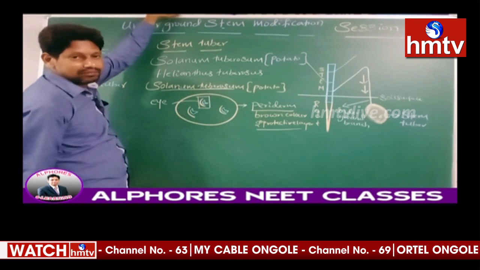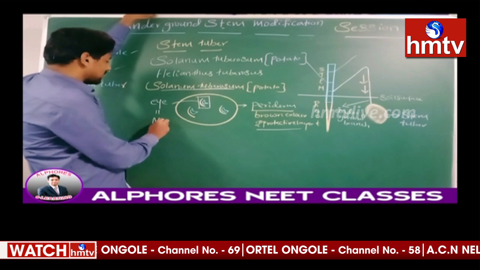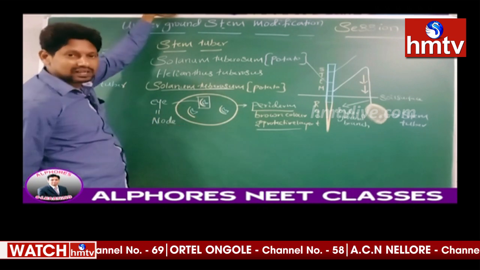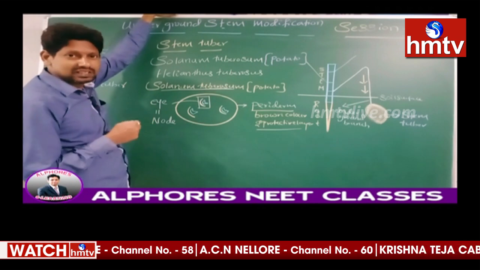Sir, in potato, these eyes represent nodes. Eyes represent what, sir? Nodes. It means these nodes are present in the form of eyes.